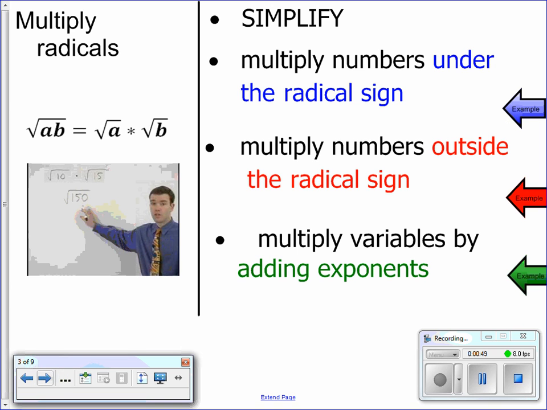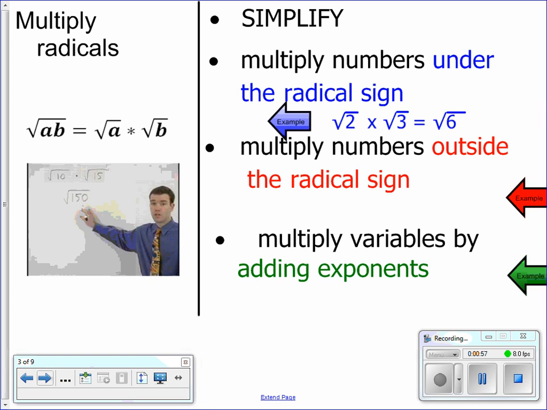When we're multiplying radicals, again, start by simplifying. Multiply the numbers under the radical sign. For example, square root of 2 times the square root of 3 equals the square root of 6. Multiply the numbers outside the radical sign. So if I have 4 square root 2 times 5 square root 3, I multiply the 4 and 5, and that's 20, and I multiply the 2 and 3 and get 6.